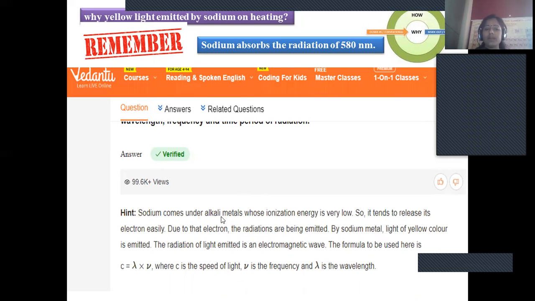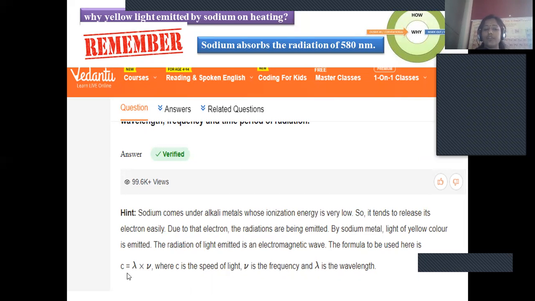Sodium comes under the alkali metals. Being an s block element and alkali metal, only one electron is left in the outer shell, which is called the valency shell. If it loses one electron, what happens? It attains the noble gas electronic configuration. So it always exhibits an extremely low ionization energy value, so it tends to release one electron very easily. Due to that electron, radiations are emitted by the sodium metal. Light of yellow color is emitted. The radiation emitted is an electromagnetic wave.